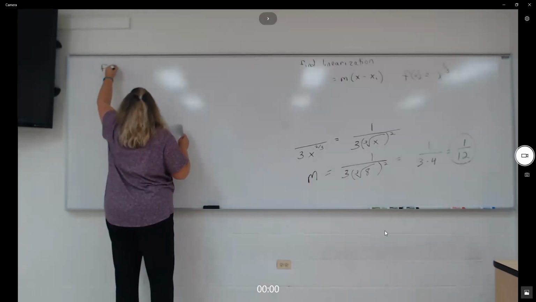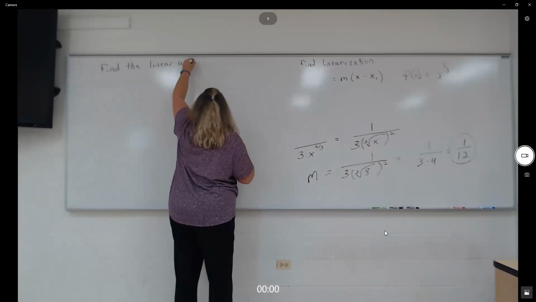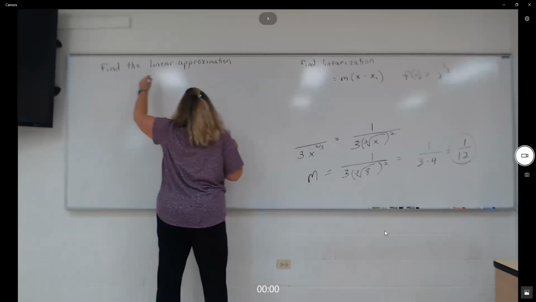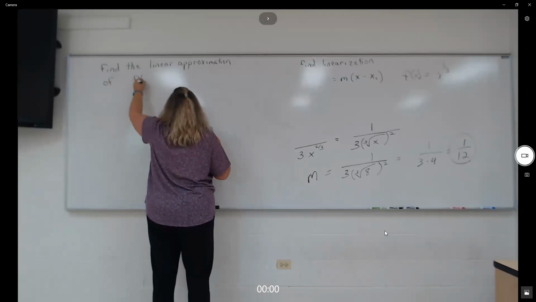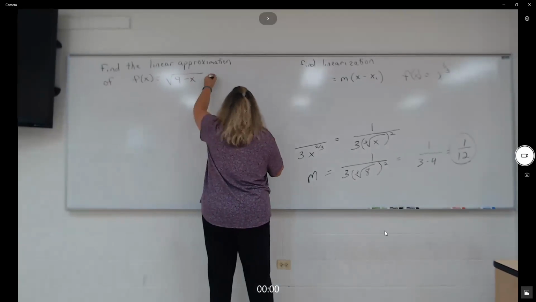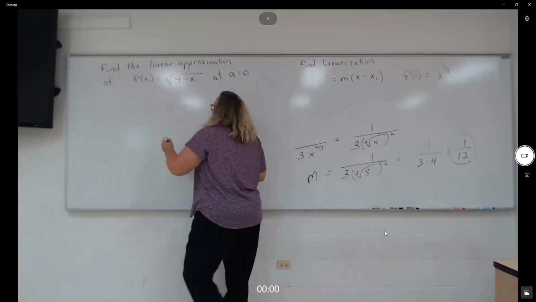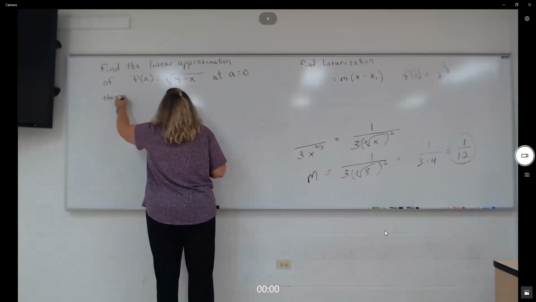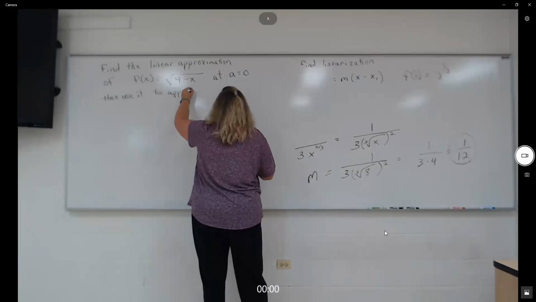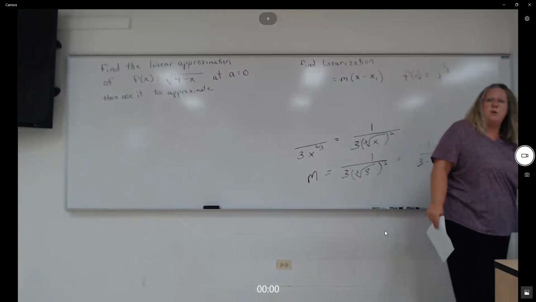Find the linear approximation of, and then they give us the function, the square root of 9 minus x at a equals 0. That's kind of nice. Then use it to approximate. That makes sense that it's in the directions. The whole goal is to use it to approximate something.